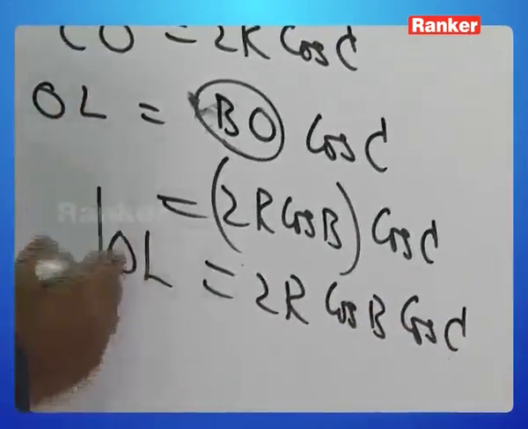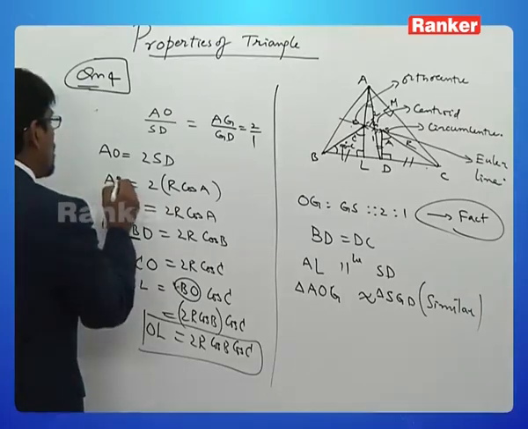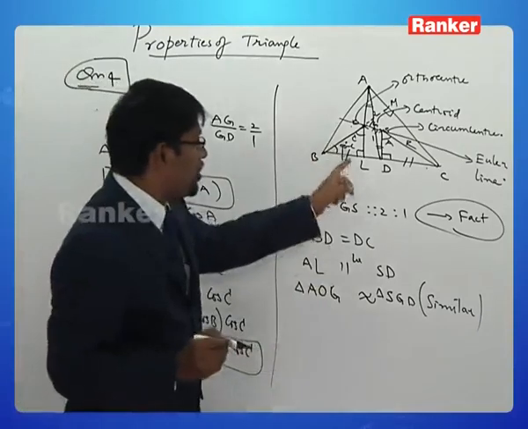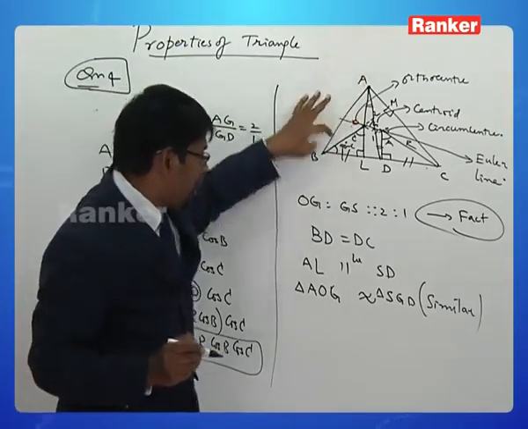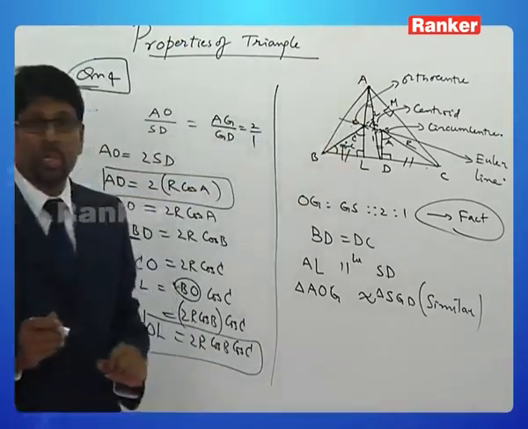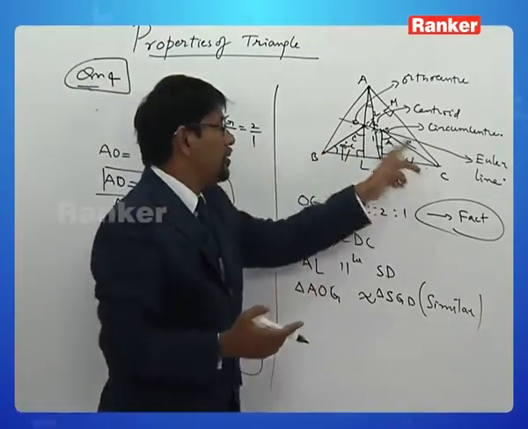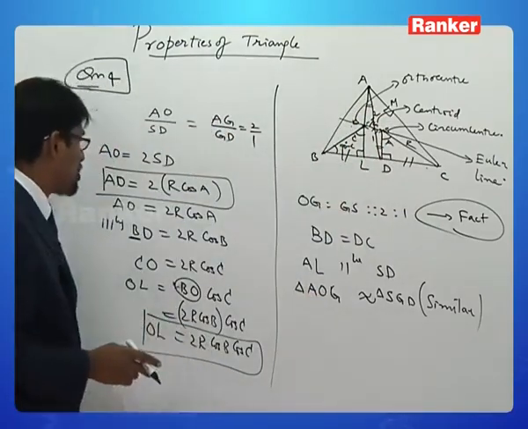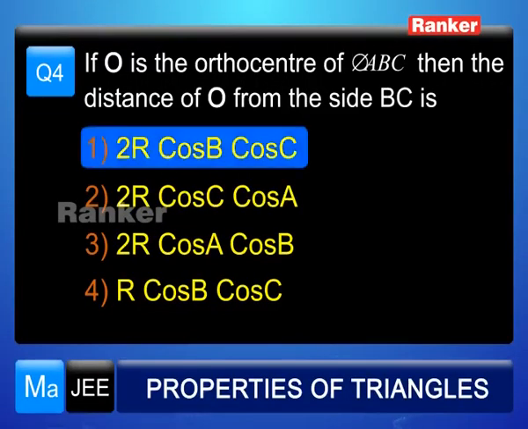So OL is 2R cos B cos C, and AO is 2R cos A. These two can be remembered, but here I am just proving it. So AO is 2R cos A and OL is equal to 2R cos B cos C, the cosines of the angles opposite to this. Therefore option 1 is the right answer.